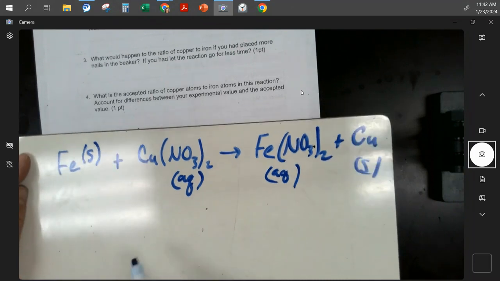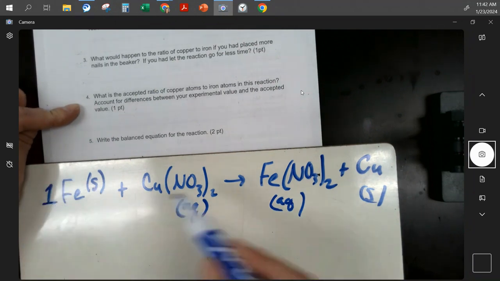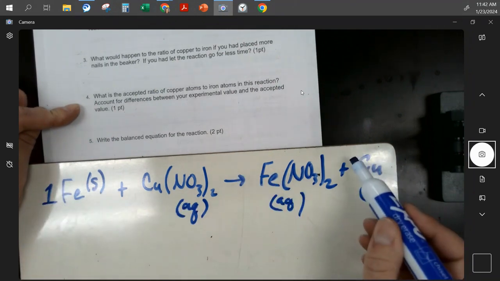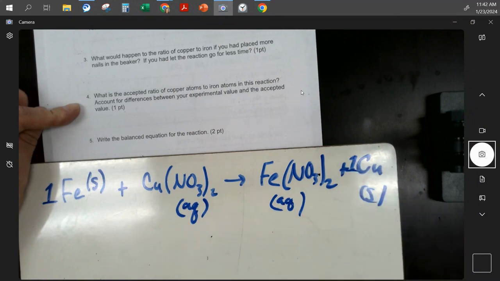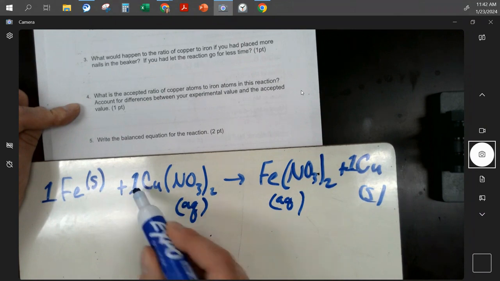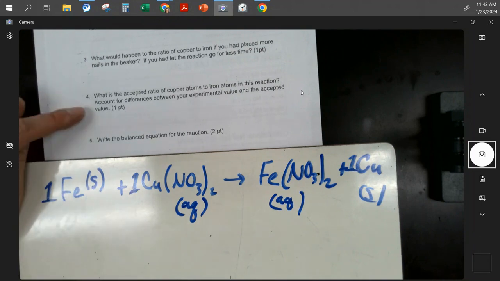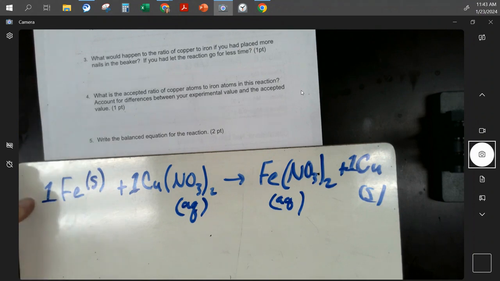Okay, so looking at this balanced chemical equation, what is the accepted ratio for copper atoms to iron atoms? Yes, so this should be 1 iron for 1 copper. Or I guess 1 to 1. Any way we look, this is 1 to 1. 1 copper to 1 atom of iron. And then you're going to look at your differences. Is your ratio different than the accepted value?